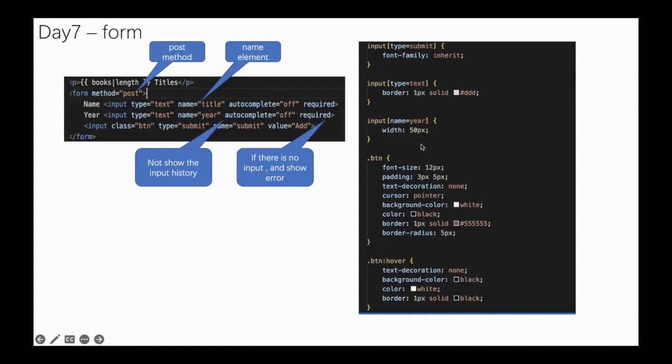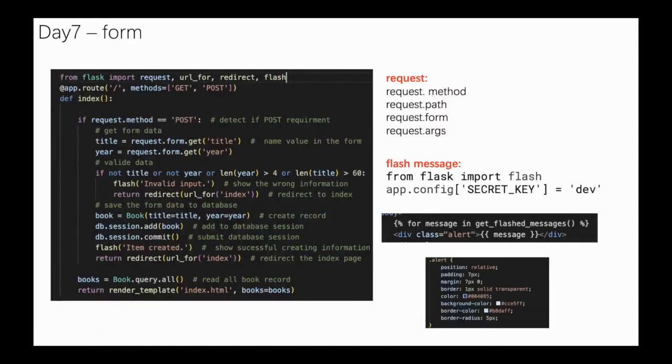Of course, we have added some CSS style for our button and our form for inputting the name and year. But at the beginning we don't use this method. If we don't specify what kind of method we accept, the default is the get method. But now we need to use the post method. So in the index function, we need to use the get and post methods. Of course, we need to use the request method.